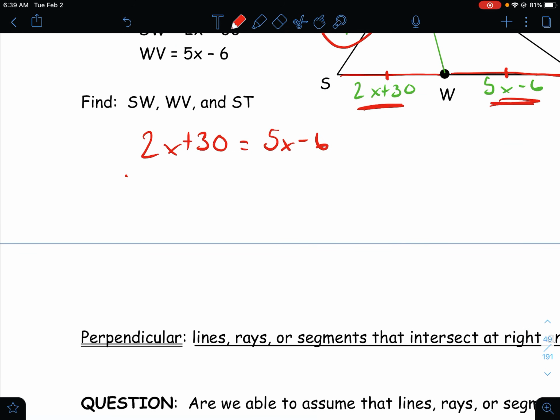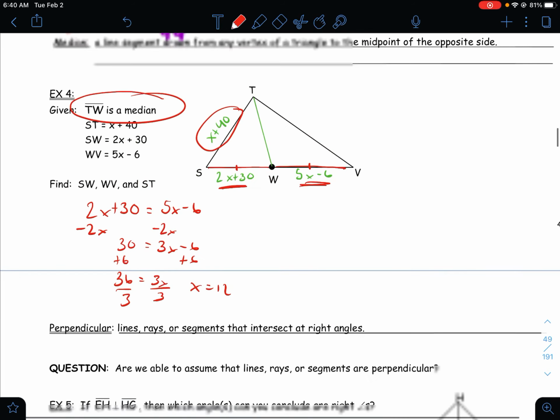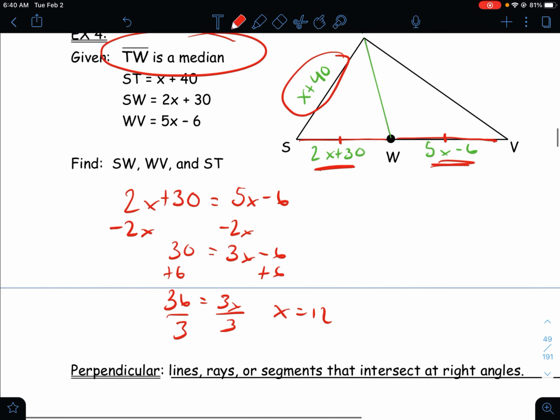So we can go ahead and solve that. We're going to do minus 2x. We get 3x minus 6 equals 30. Add 6. We get 36 equals 3x. Divided by 3, we get x equals 12. All right? But we're not done. We actually haven't answered any of these questions yet. All we did was figure out what x is. So now what we can do is plug x into these different expressions.